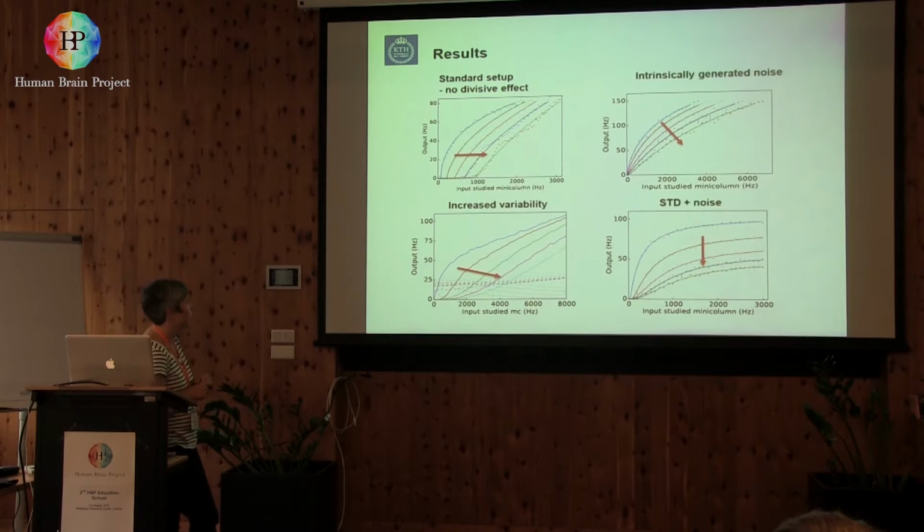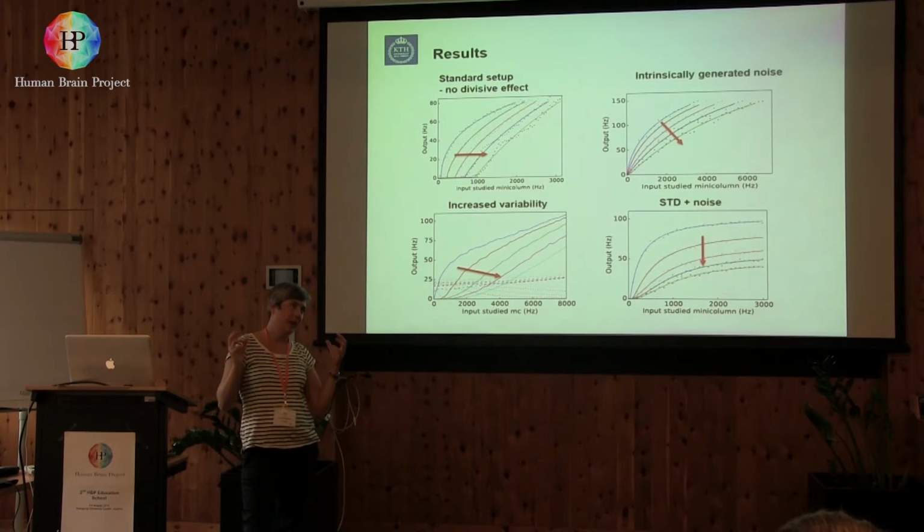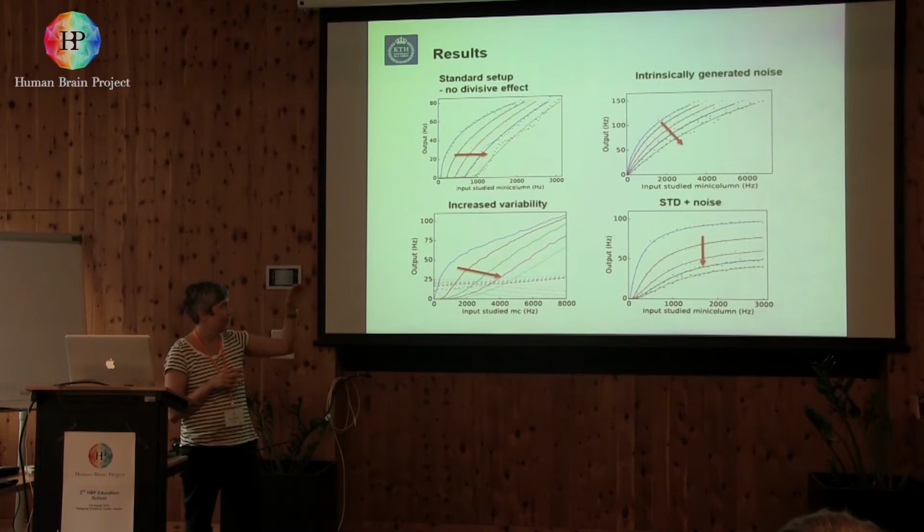And first of all, if you just use the standard setup, you can see very clearly this subtractive shift I showed you in the previous picture. So nothing very interesting happening there. However, if you change some of the parameters, you can get some interesting effects. And one of them is that there's actually intrinsically generated noise in this model. And if you enhance this by using larger IPSPs, you can get the effect you see on the top left. And this is a clear divisive shift of the firing rate curve.